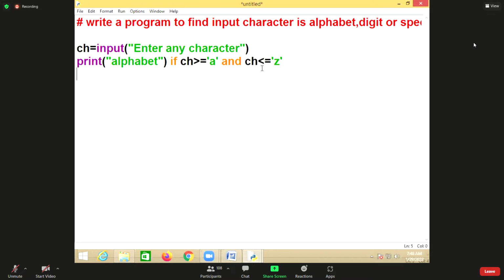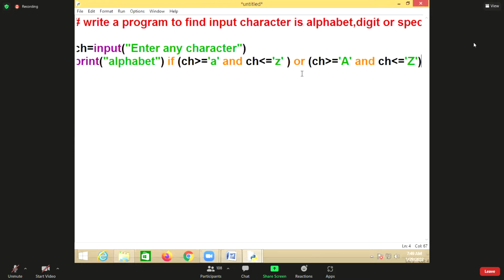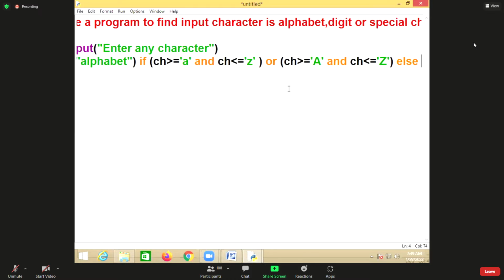True. Okay. So if the input character is lowercase, or the input character is uppercase, character is less than or equal to capital Z. If the character is greater than or equal to small a and character is less than or equal to small z, or character is greater than or equal to capital A and character is less than or equal to capital Z. If this condition is true, then you are saying it is an alphabet. Else I'm checking one more condition.